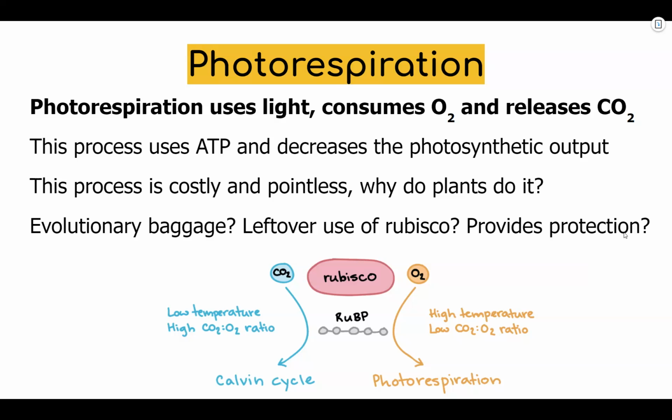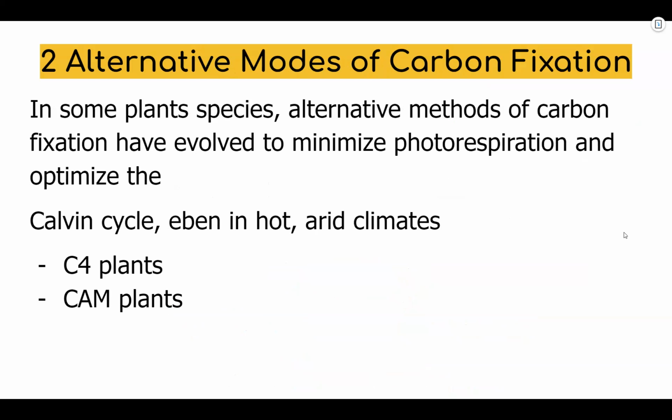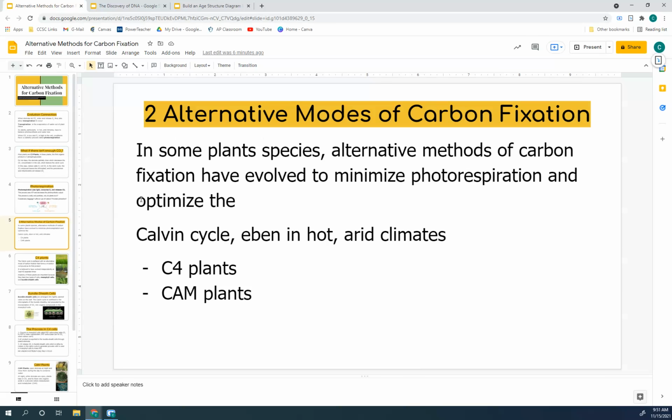So, we've got this weird side chain, photorespiration. And there are two alternative modes for carbon fixation. Some of our plant species have alternative processes, or add-ons to photosynthesis, to minimize photorespiration. This keeps the cell from doing those wasteful processes.